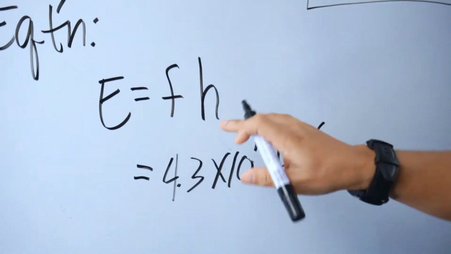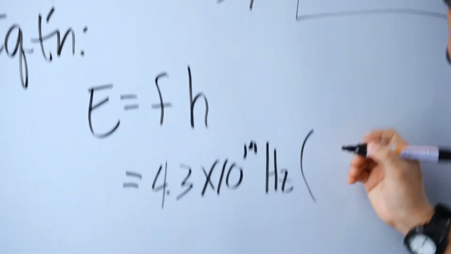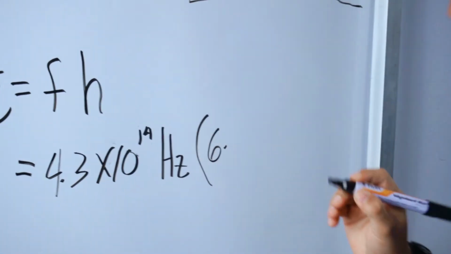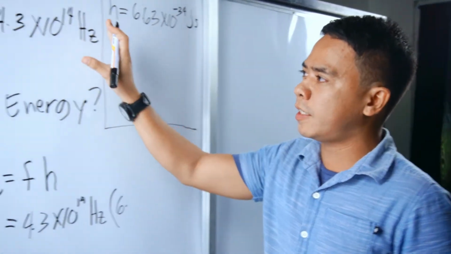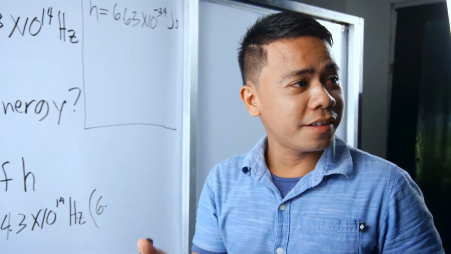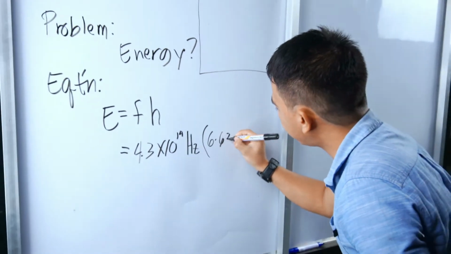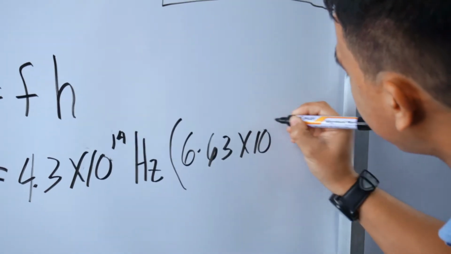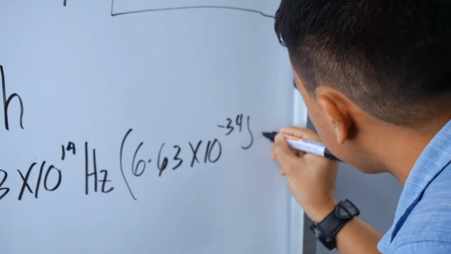Planck constant, so it's already a constant. Again, we are only focusing on how to solve. I will not discuss this anymore because it's already discussed in your modules. So, 6.63 times 10 to the negative 34 joule seconds.